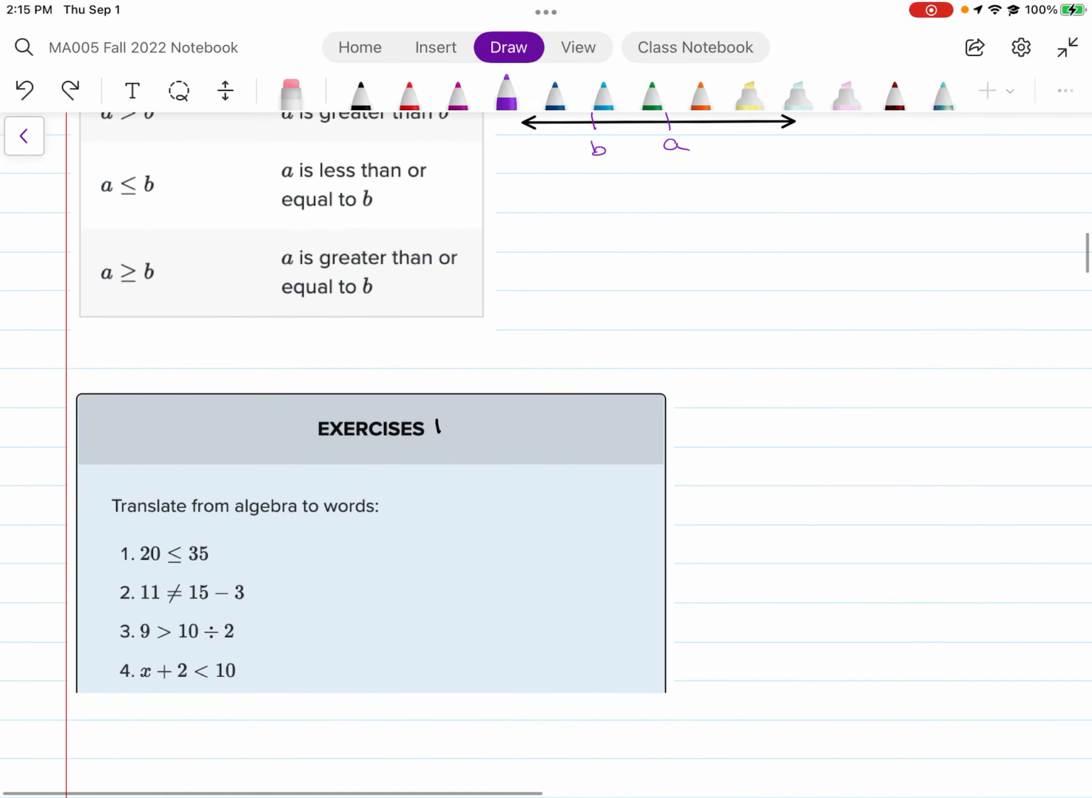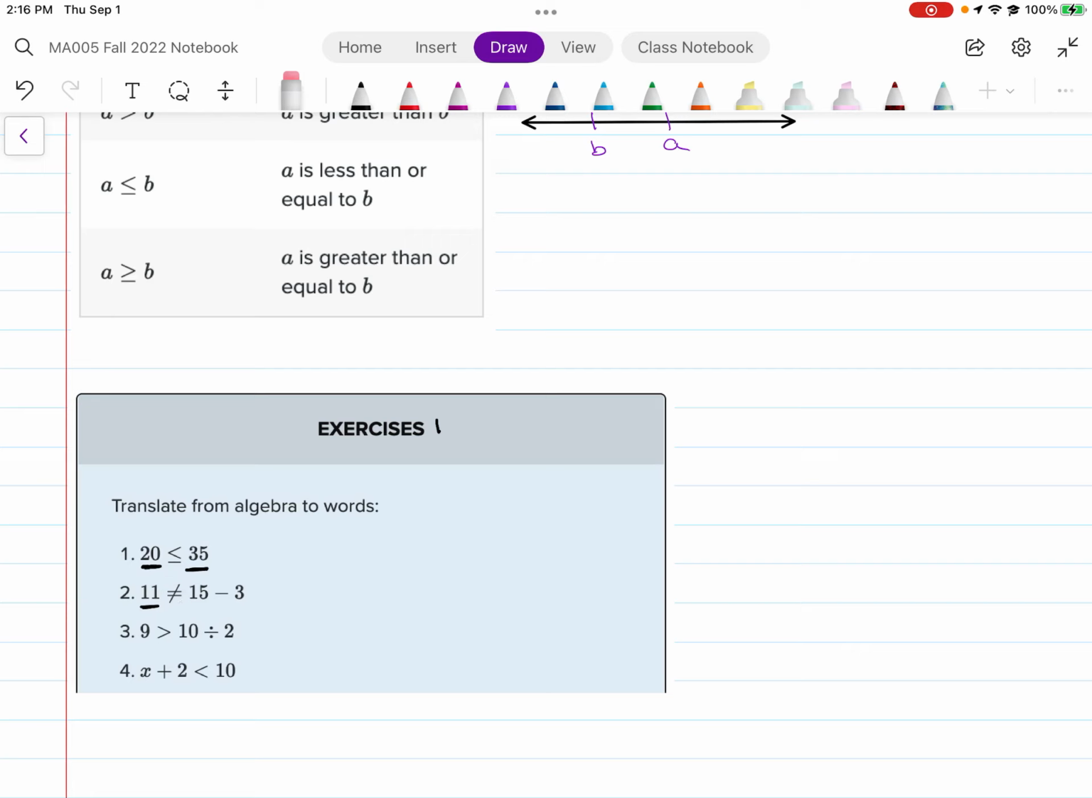All right, so let's translate these from algebra to words. I'm just going to talk through these. I'm not going to write them all down. My writing is terrible. So we've got 20 is less than or equal to 35. Okay, that was number one. Number two, we've got 11 is not equal to 15 minus 3. Well, 15 minus 3 is 12. So yes, 11 is not equal to 12.